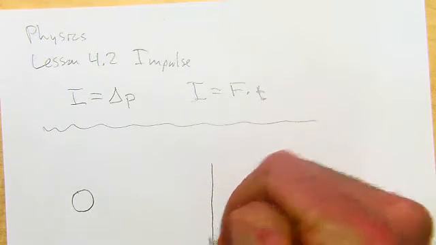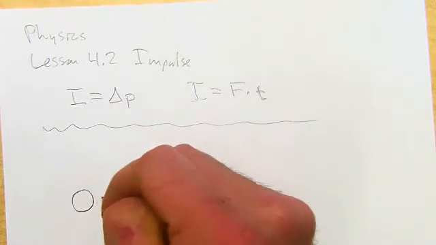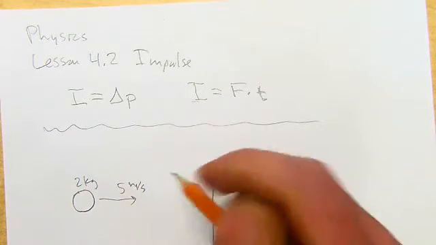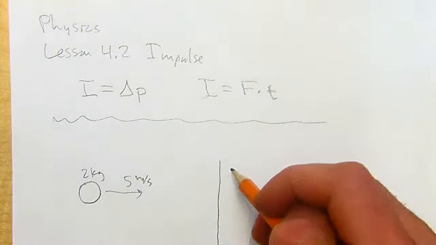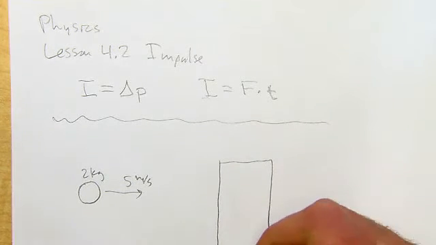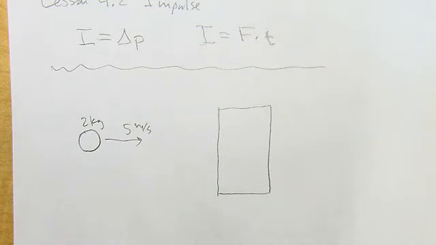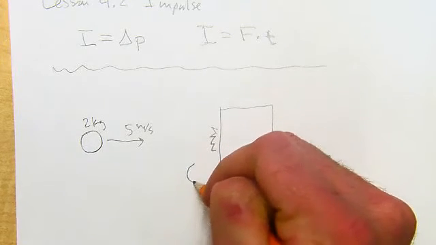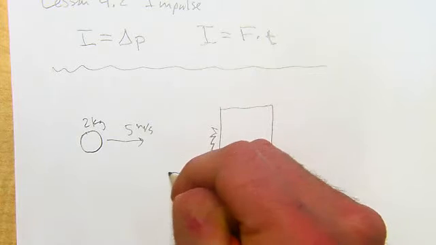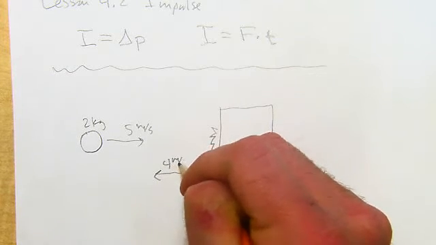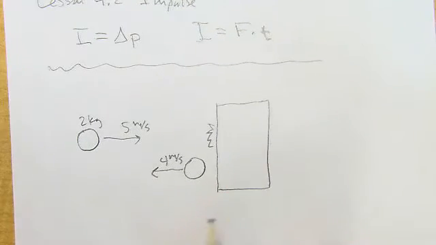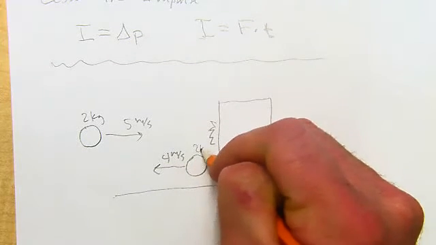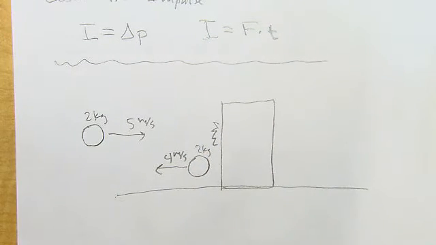Say we got a ball hitting a wall like we did yesterday. Okay, let's say 2 kilogram. Let's just say it's hitting a big block. It's not necessarily a wall. 2 kilogram ball going 5 meters per second, hits this wall, and it bounces back at only 4 meters per second. So basically some of the momentum is going to go into this block. Okay, is what really happened. Still 2 kilograms, obviously.